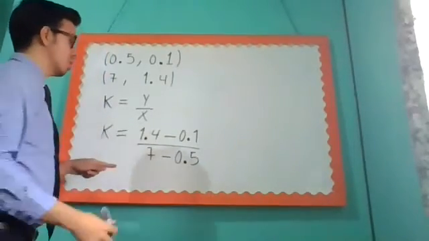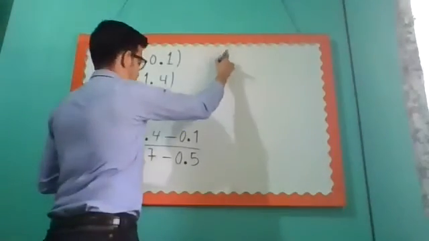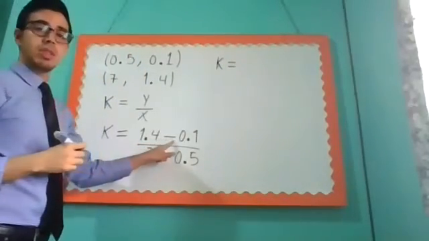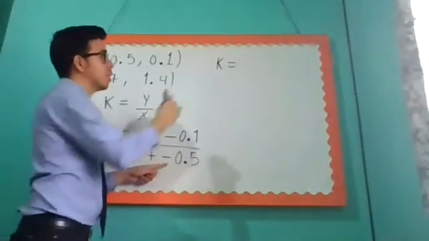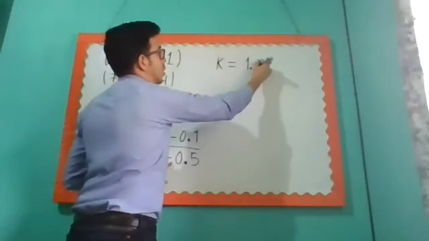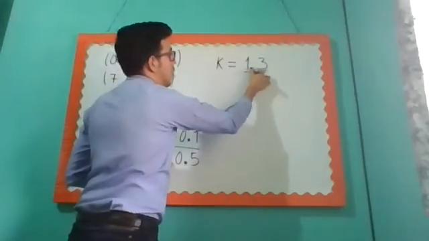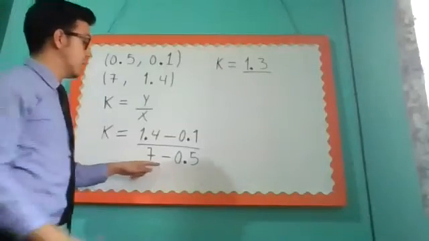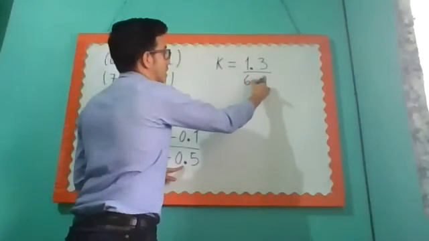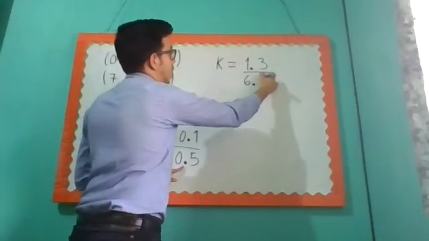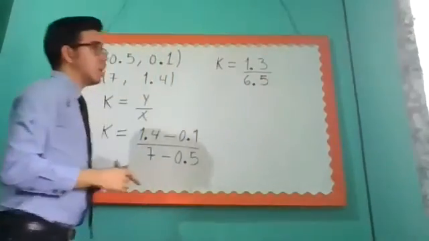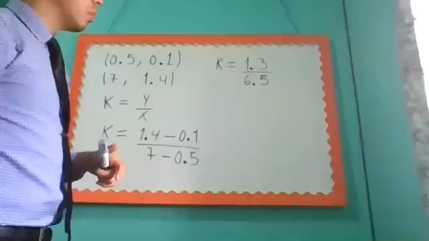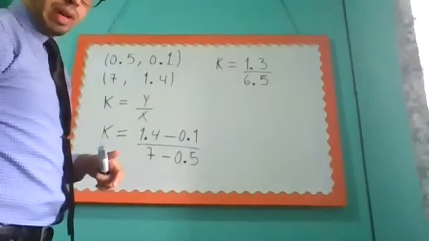So what answer do you have? That k is equal 1.4 minus 0.1 is 1.3. And if you subtract 7 minus 0.5, you obtain 6.5. When you divide this, what is the value for k? You can divide it 1.3 divided by 6.5.